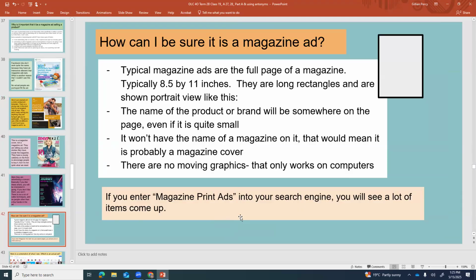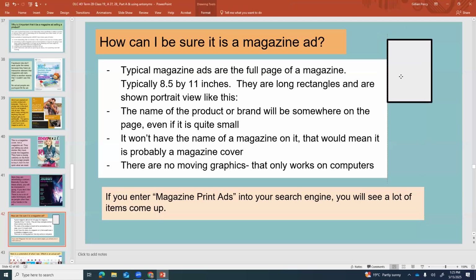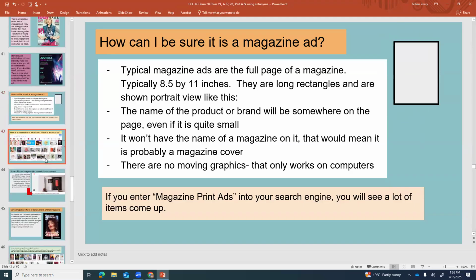Now, how can you tell it's a magazine ad? So typically, a magazine ad is the full page of a magazine, which is around about 8.5 by 11 or a little bit bigger. They're usually long rectangles, and they're going to be shown in portrait view like this guy over here, right? See him? Now, the name of the product or the brand, the people that made it, is going to be somewhere on that page. Even if it's really small, it'll be there. It will not have the name of the magazine on it, because in that case, it'd be a magazine cover. And there are no moving graphics, because that will only work on a computer.